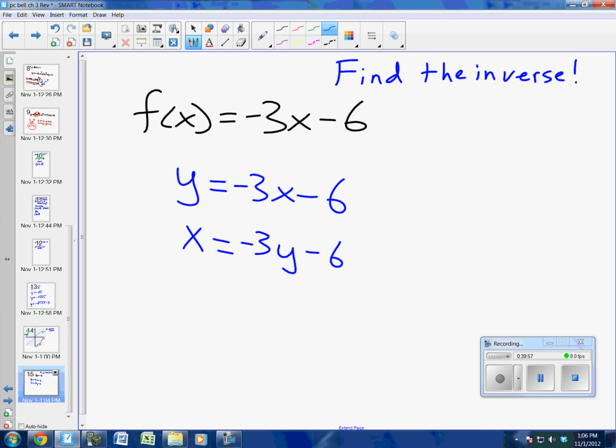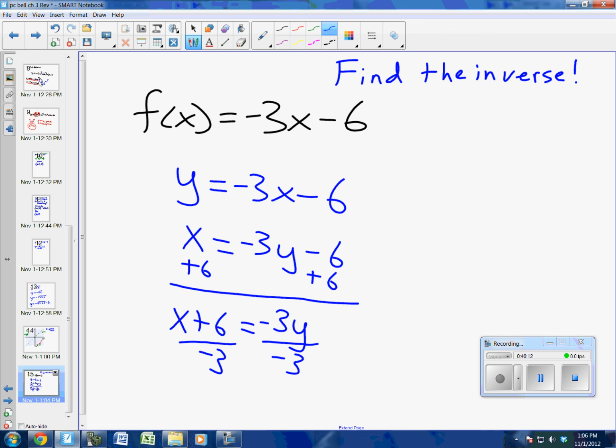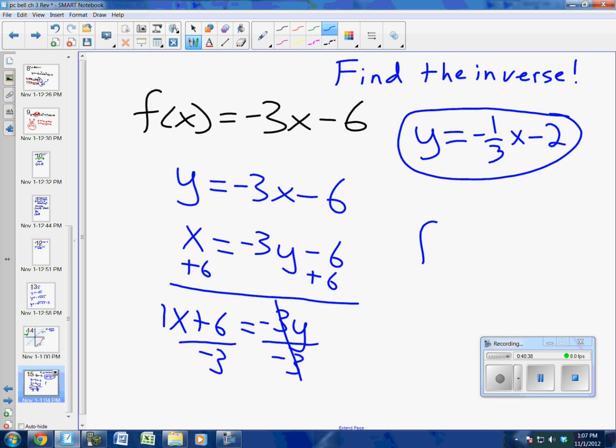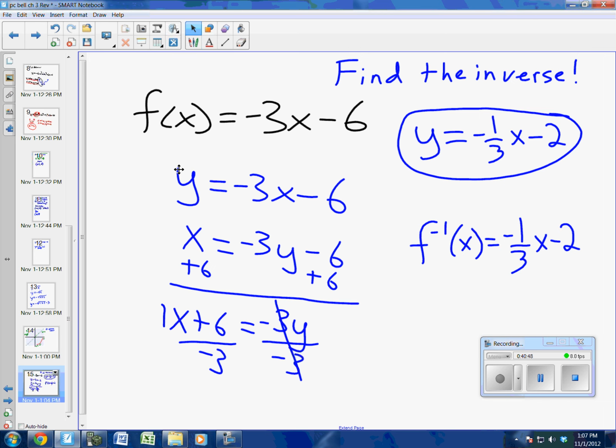So I'm going to add 6 to both sides of this function. That's going to give me x plus 6 equals negative 3y. And then I am going to divide by a negative 3. Okay? Well, these 3's are going to cancel out. I'm going to rewrite it up here. Y equals negative 1/3 x. Why is it negative 1/3? Yeah, because this is a 1 in front of that x. 1 divided by negative 3 is negative 1/3. And 6 divided by negative 3 is negative 2. Now, I'm going to use inverse notation, which is f inverse of x equals negative 1/3 x minus 2. Do we get that? Okay, that is inverse. That's how you find an inverse.